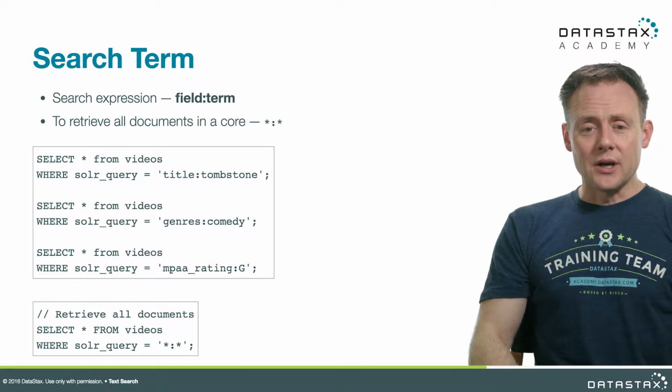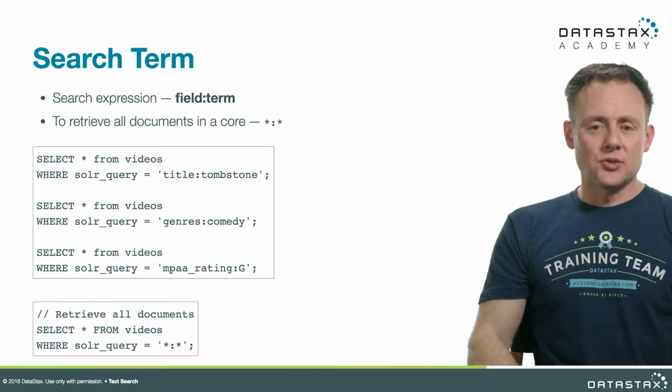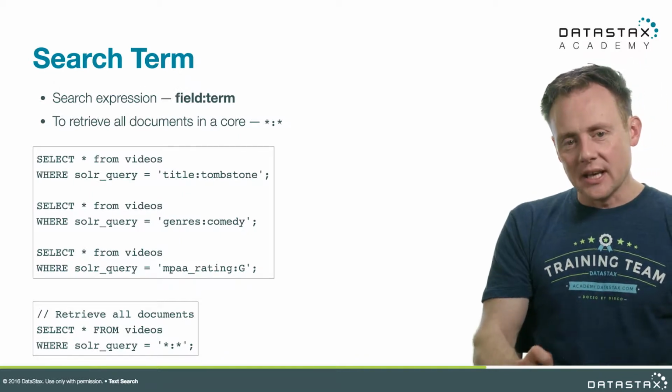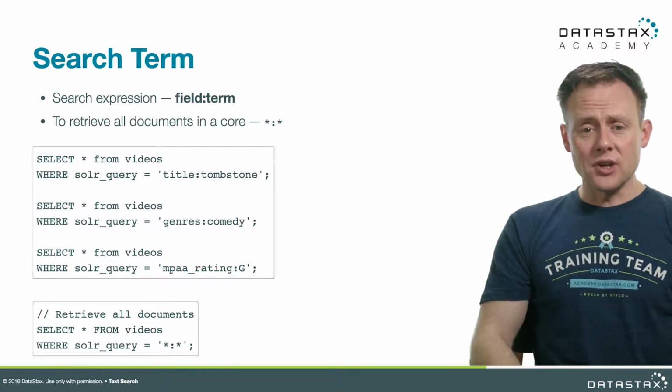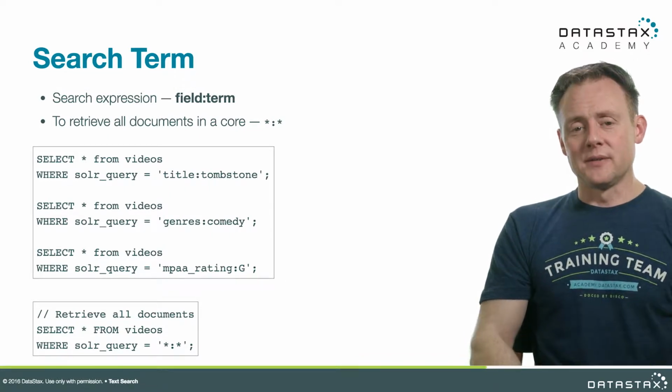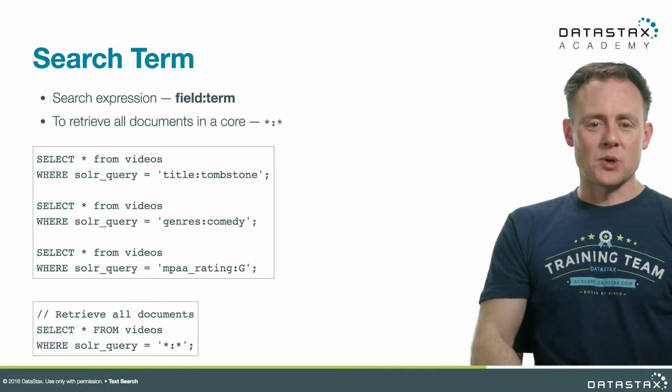Now, the equivalent of a wildcard is star colon star. If we want all the documents in a core, that's all the fields matching any values. That'll be everything. A few quick examples. You see select star from videos where Solr Query equals title colon tombstone. You're likely to find at least one amazing movie coming out of that query.